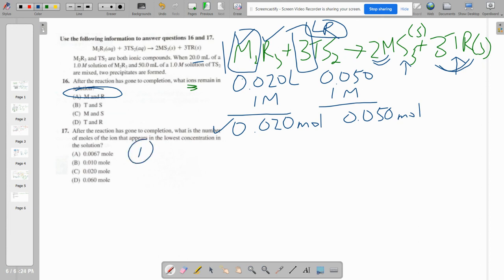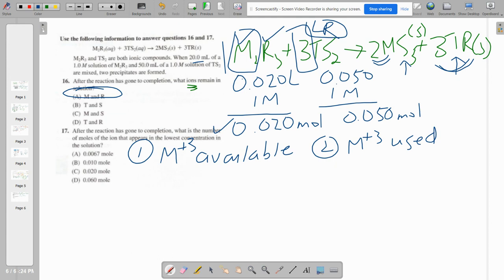So it's the same old 4 steps. So it's M, and I guess that would be a plus 3 ion. M plus 3 available. Okay. M plus 3 used, meaning locked in precipitate, and then subtract to figure out what's left over. Okay, and then the 4th step is to figure out the molarity, but for this problem, it asks for the moles of M left over. Okay, so we don't have to do all 4 steps. All right, so let's just do that.